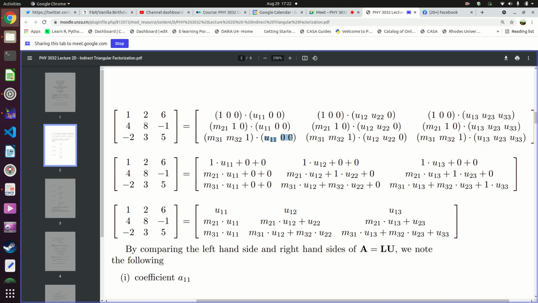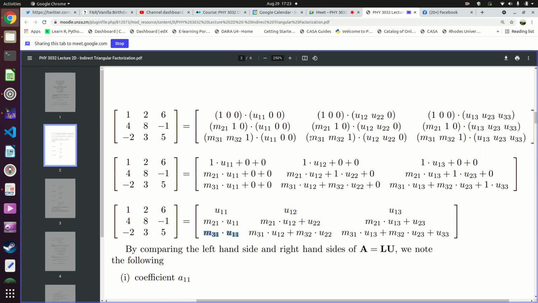Next, the third row of the lower triangular matrix, which is M31 M32 1, multiplied by the first column of the upper triangular matrix, U11 0 0. So you're going to end up with M31 multiplied by U11 plus M32 multiplied by 0. You're going to get a 0. Then plus 1 multiplied by 0. You're going to get a 0. So at the end of the day, when you add this up, you're going to end up with M31 U11 plus 0 plus 0. So you're going to remain with only M31 times U11. Is that clear?